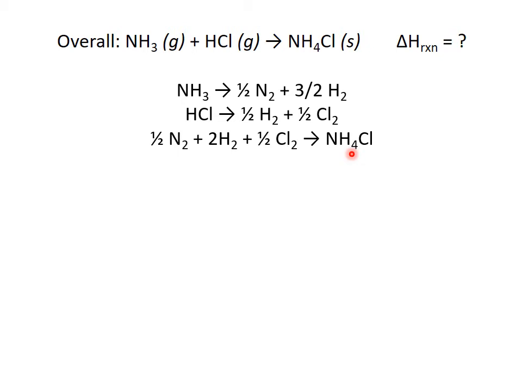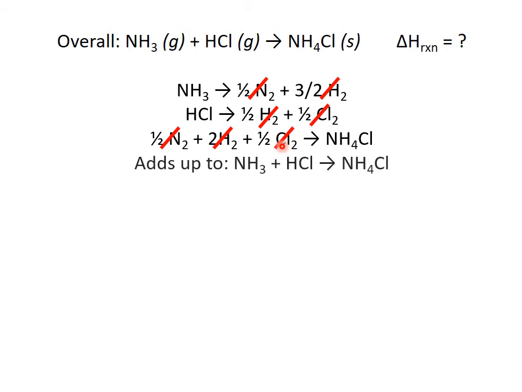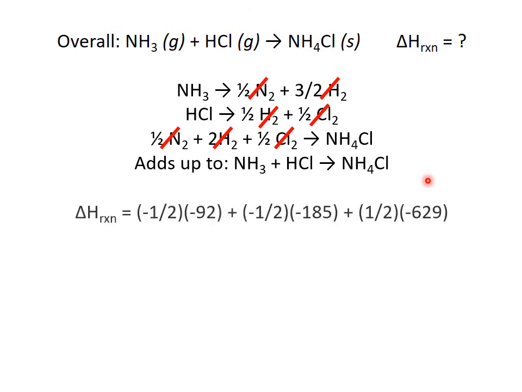So now we need to figure out what's going to cancel. Things that appear on both sides of the arrows will cancel out. So that means our 1/2 N2 disappears. Our H2s also disappear because 1/2 plus 3/2 equals 2, so that cancels. And our 1/2 Cl2 is going to cancel as well. That means that what's left behind adds up to NH3 plus HCl becomes NH4Cl, which is our overall equation. We're good to go. Let's do our number crunching.